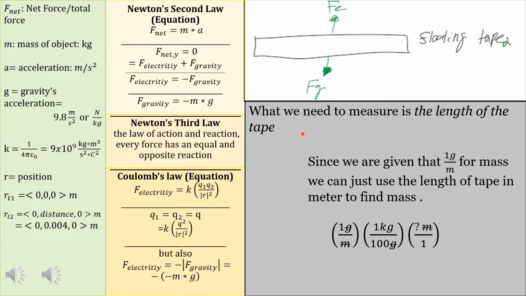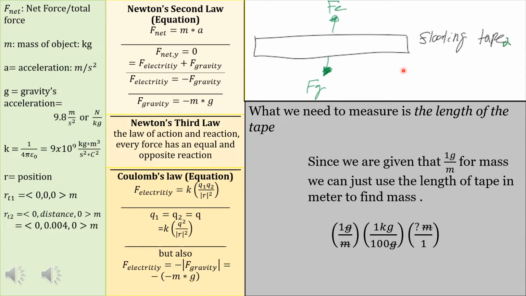To go over the basics, Newton's second law is that the net force equals mass times acceleration. In this system, the net force is going to equal 0 since the tape is floating. The two forces applying to it are the electric force and the gravitational force. The electrical force is going to equal the negative of the gravitational force, and the gravitational force equals mass times the gravity constant, which is also negative. At the top right, we have the free body diagram of the floating tape.